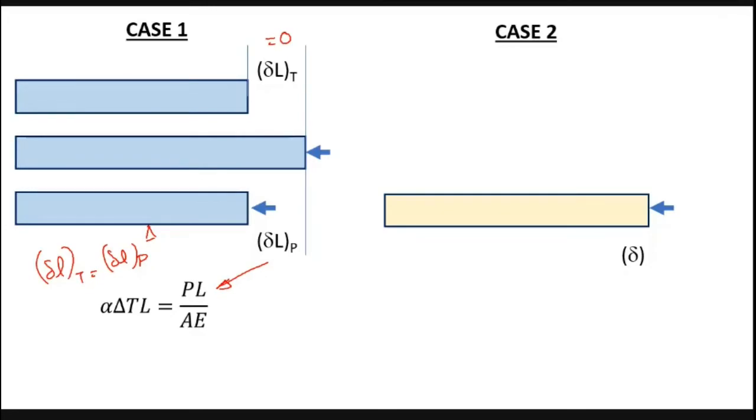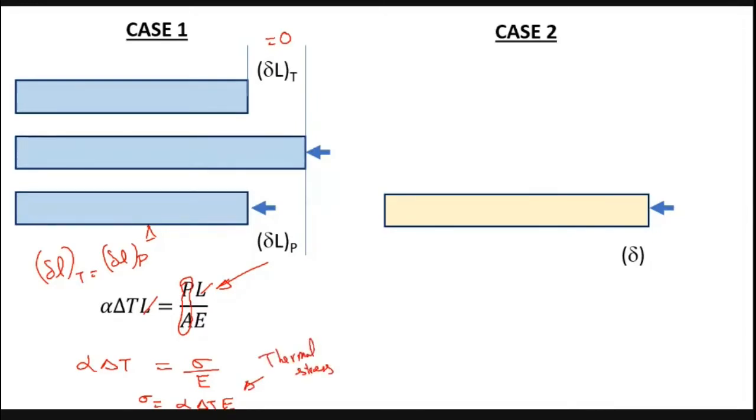Del L due to temperature is what we discussed in the previous slide, which is alpha into del T into L. I am equating these two. P by A is stress. So I can write alpha del T is equal to stress by Young's modulus. L gets cancelled, which means stress is equal to alpha into del T into E. So this stress we call thermal stress.